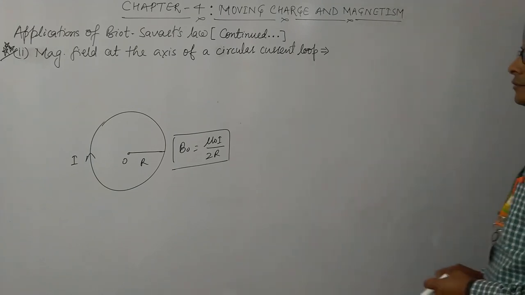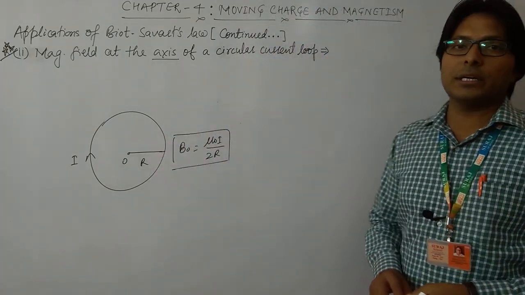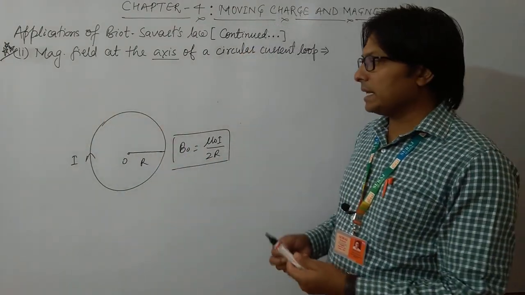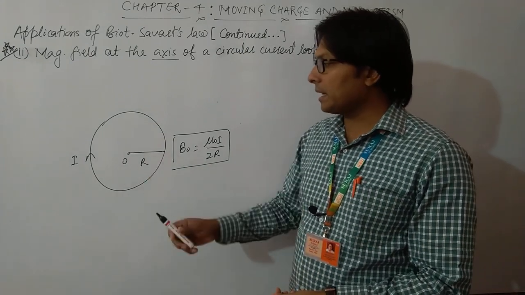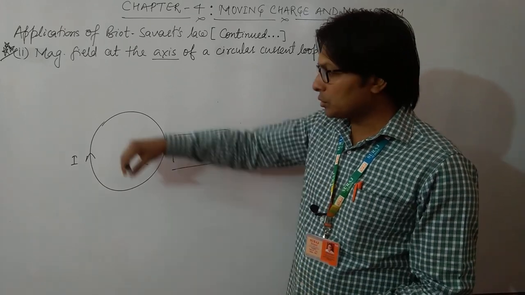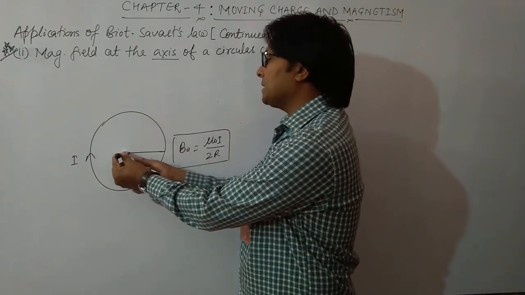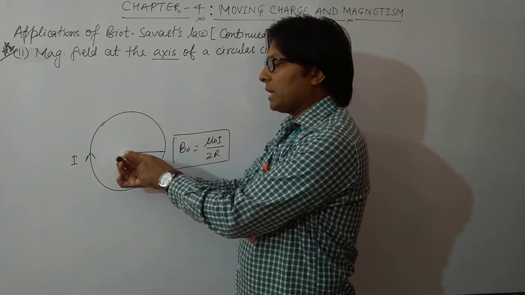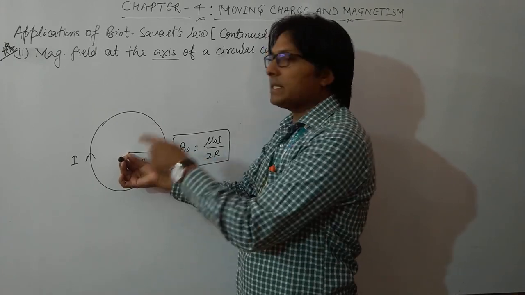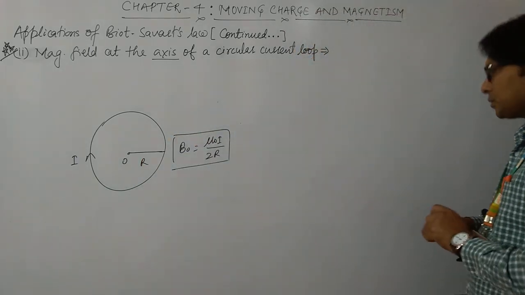Now first we will try to understand what the axis of a circular loop is. Suppose I have this circular loop, then the line that passes through its center and is perpendicular to the plane of this loop is said to be the axis of the loop. Suppose anywhere on this axis there is a point, and we want to derive the formula of magnetic field at any point on this axis. This is the topic we are going to study.